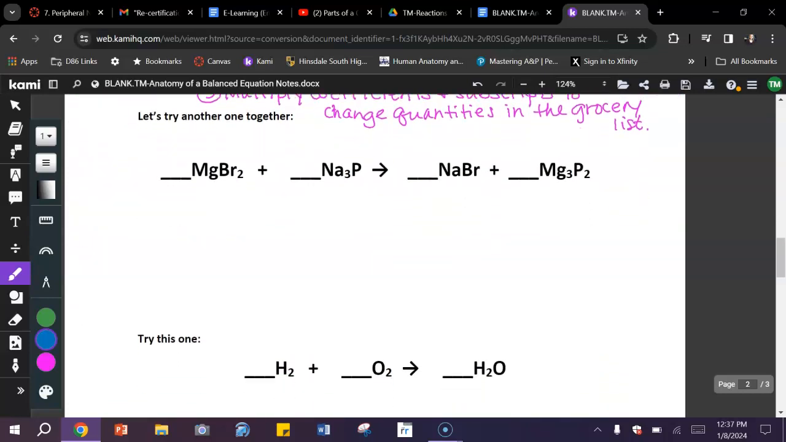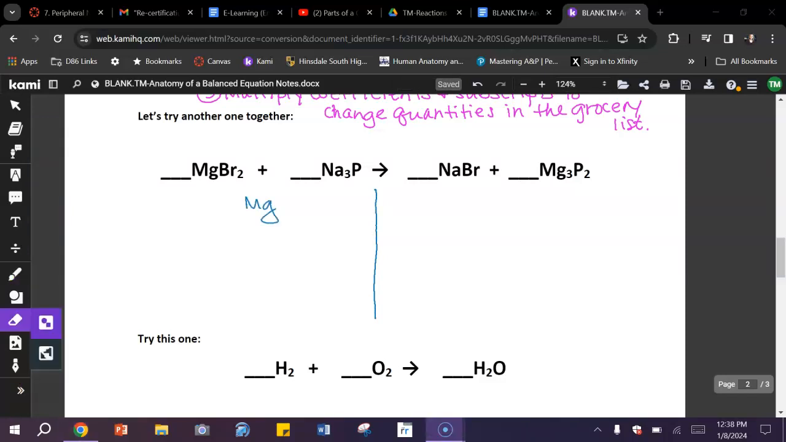Okay, so let's try another one together here. I have magnesium bromide and sodium phosphide as my reactants, and I have sodium bromide and magnesium phosphide as my products. So let's start first by making our grocery list.